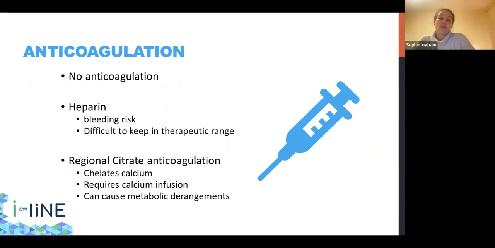Often heparin is used. With heparin, its systemic side effects, increased bleeding risk. It can be difficult to monitor and keep within the therapeutic range. There's risks of heparin-induced thrombocytopenia as well.